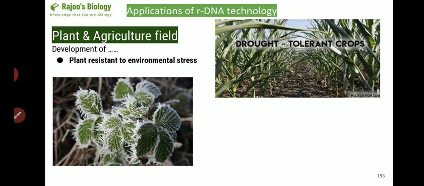So to sustain this, naturally the plants which grow in a cool area climate have certain genes.